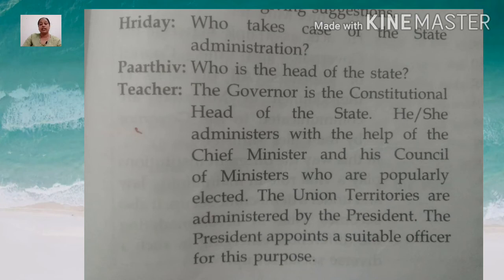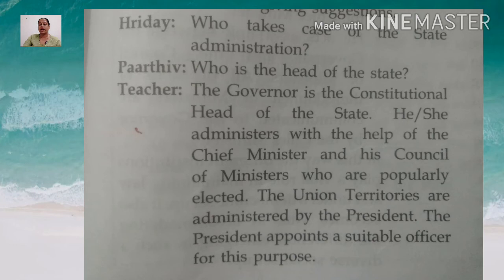The governor is the constitutional head of the state. Who is the head of the state? The governor is the constitutional head of the state. He or she administers with the help of the chief minister and his council of ministers who are popularly elected.